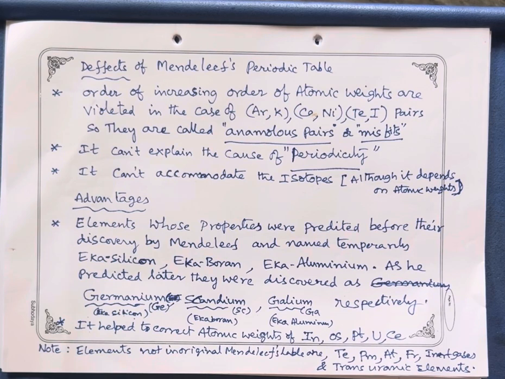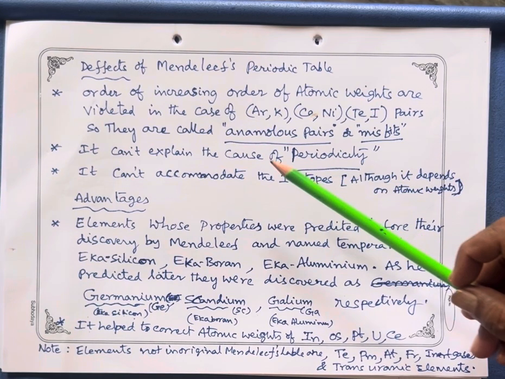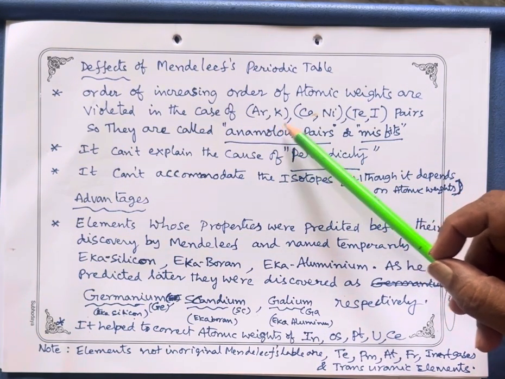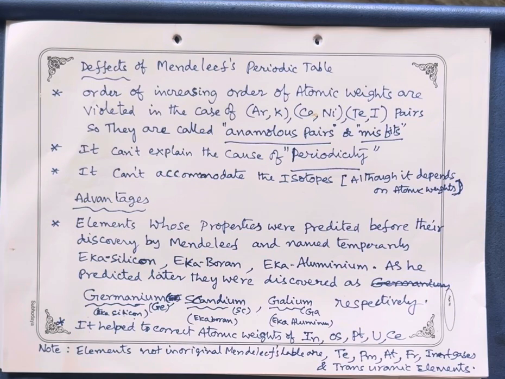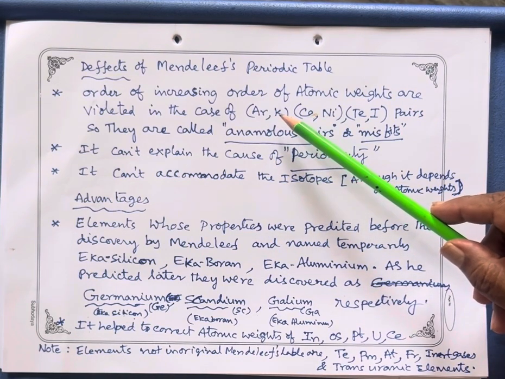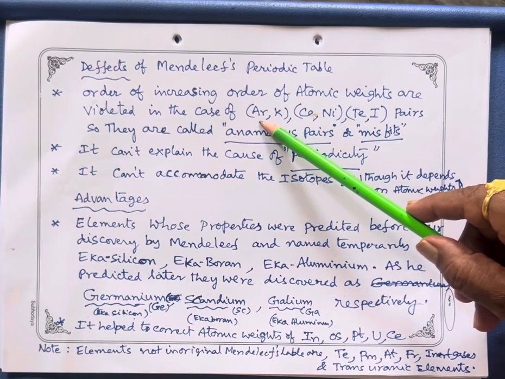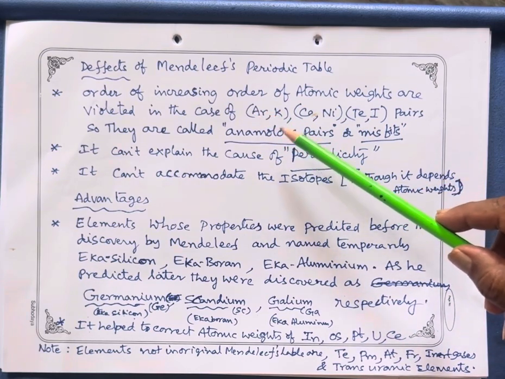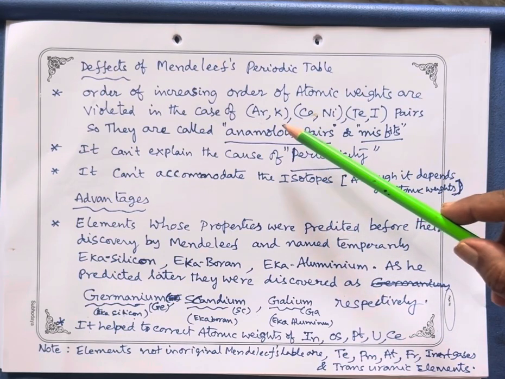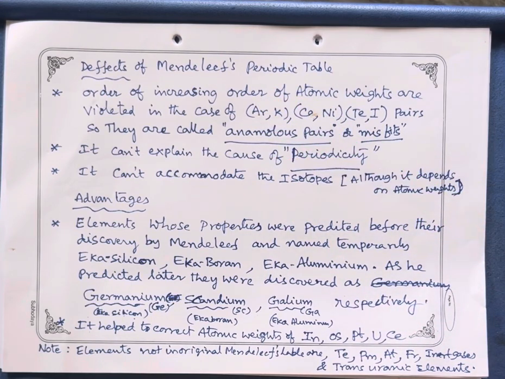What are the defects? Defects in Mendeleef periodic table: at some areas, the increasing order of atomic weights was violated. Such pairs are called anomalous pairs or misfits. Here, there are three areas where the increasing order of atomic weights was violated. What are they? Argon, potassium. Potassium has less atomic weight and argon has more atomic weight, but argon is kept first, later potassium, because of the property similarity with surrounding elements.